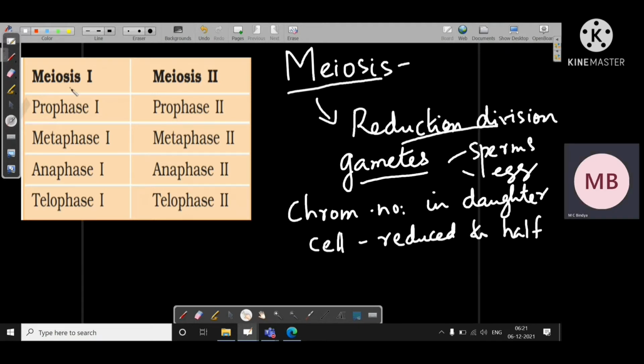Now, meiosis can be divided into two stages. One is meiosis 1 and the other is meiosis 2, and each stage has its own subphases like prophase 1, metaphase 1, anaphase 1, telophase 1. And meiosis 2 is divided into prophase 2, metaphase 2, anaphase 2, and telophase 2.